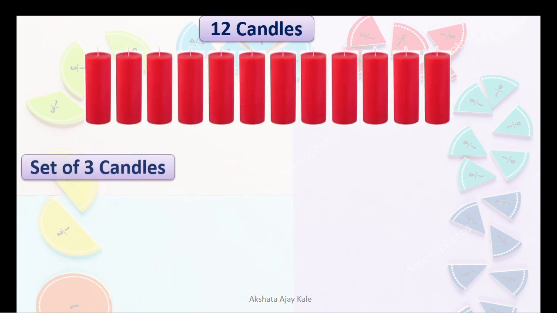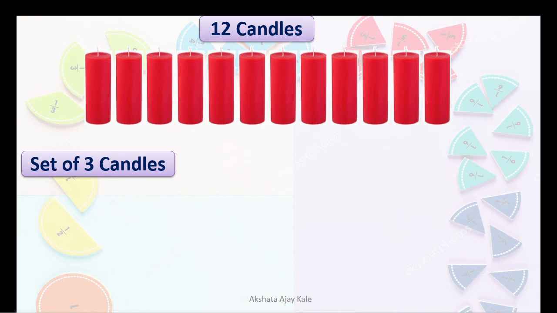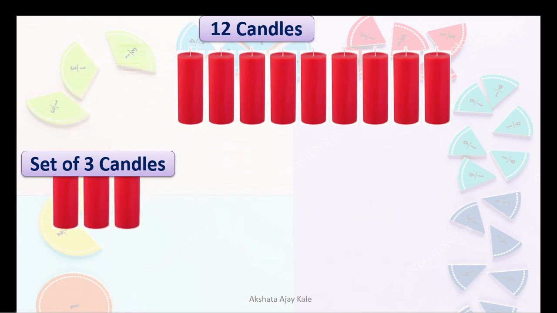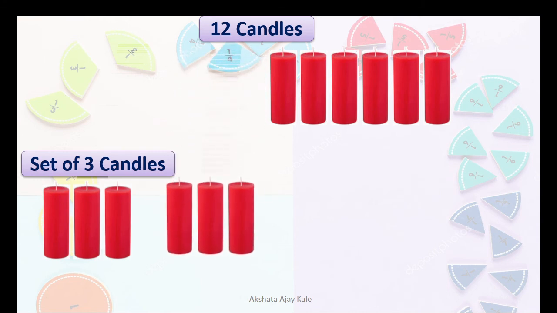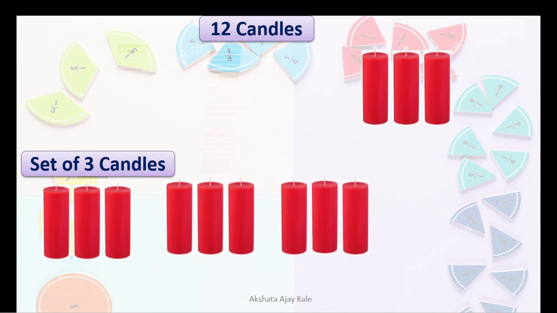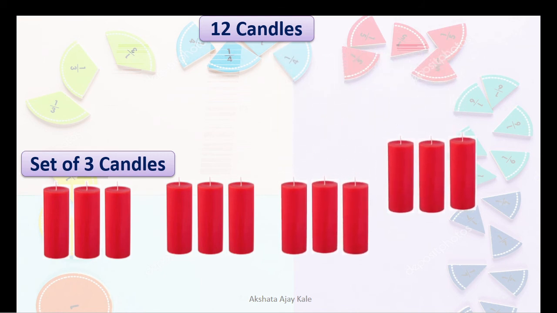Now we will make sets of 3 candles. Come on children, tell me how many sets you will get to make sets of 3 candles. Means each group will have only 3 candles. Yes, guess how many sets we will get? You are right. See, this is first set of 3 candles. This is second set, correct? Of 3 candles. Third set, right? And this is fourth set.